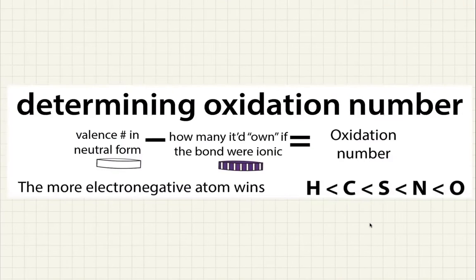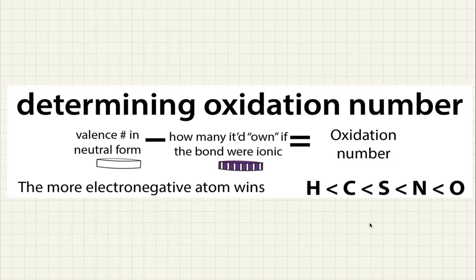body. Okay, let's get a little formal and see how we can formally determine the oxidation number. And this is going to be a way where even if you can't intuitively look and see whether something has been oxidized or reduced, you can figure it out mathematically. What you have to do to determine the oxidation number is find the valence number of the neutral form of the element, subtract how many electrons that atom would own if its bond were ionic. We'll get more into this in a second, and that will give you the oxidation number.